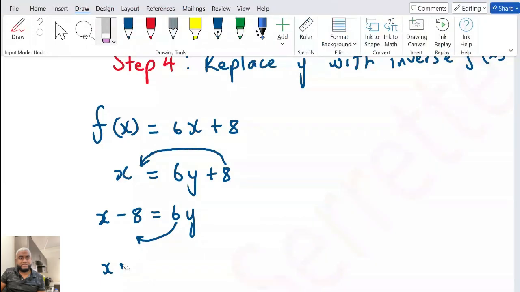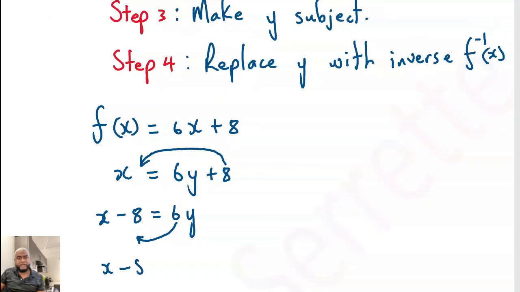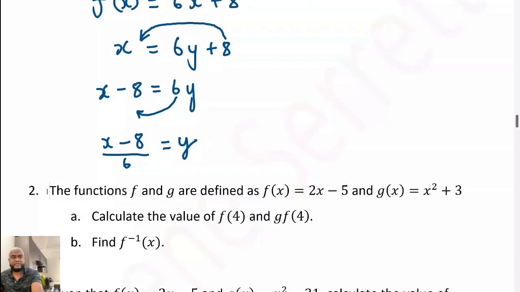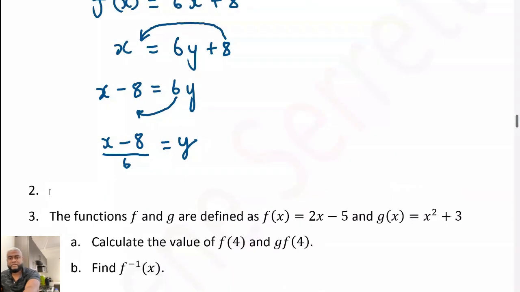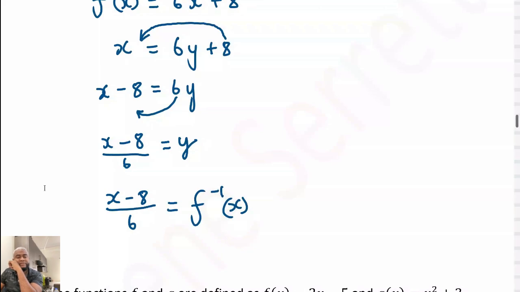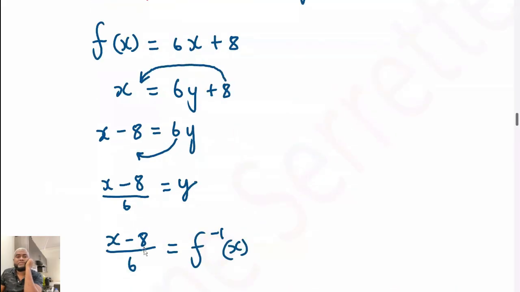This is x minus 8 divided by 6 is equal to y. What's the last step here, guys? Replace y with the inverse. Look how easy I find my inverse now, right? That's my inverse there, no? Online.